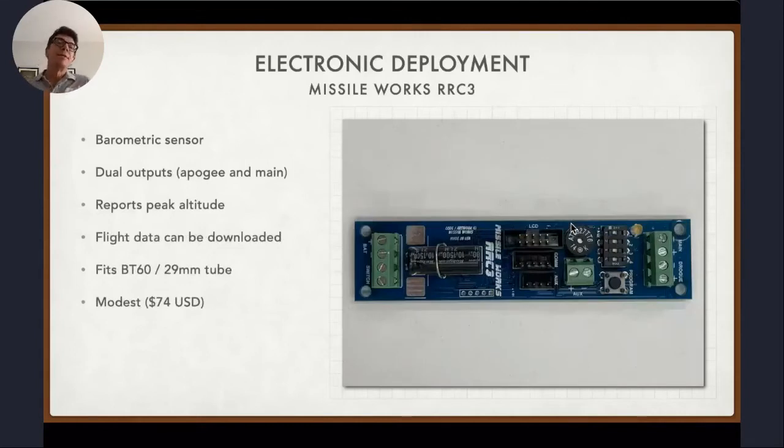Another unit that is nice to use is the bigger brother to that one. So the RRC3 has the same dual outputs, but it also records flight data. And so if you want to be able to see graphs of your rocket's performance in flight, that's kind of nice. It's also modestly sized. It fits a BT-60 29 millimeter tube, and it's not terribly expensive.